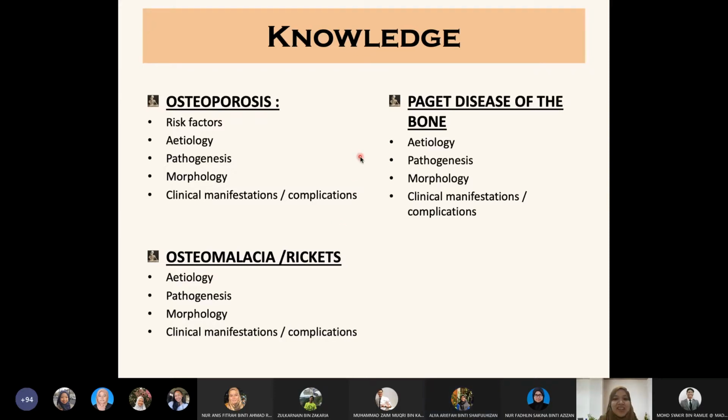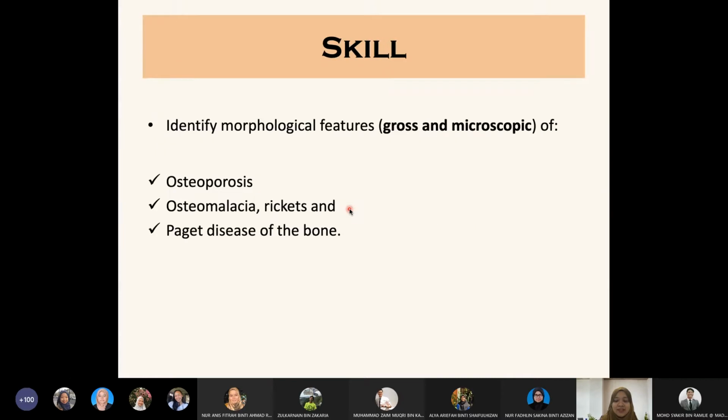Okay, so for this topic, we will learn about osteoporosis, number 1, and then osteomalacia and rickets, number 2, and last would be Paget disease of the bone. Among these three, the most common would be osteoporosis. For each disease, you will have to learn about the etiology, pathogenesis, morphology, clinical manifestations, and complications. These are the knowledge that you need to know about this disease.